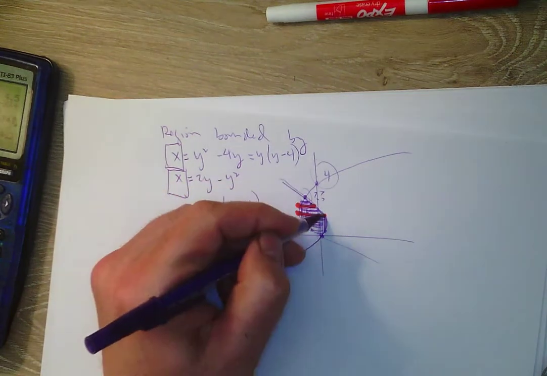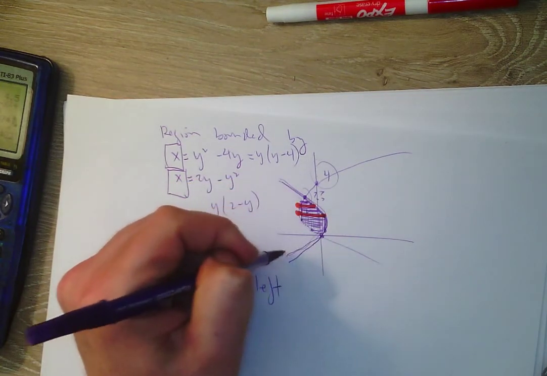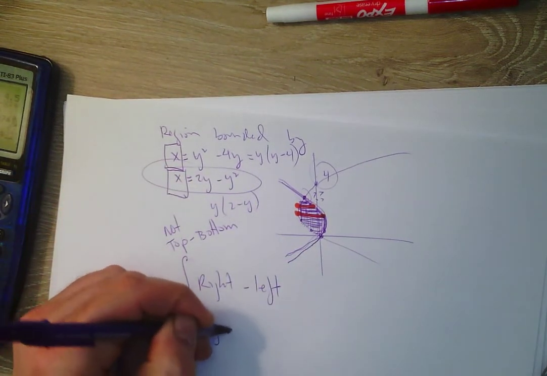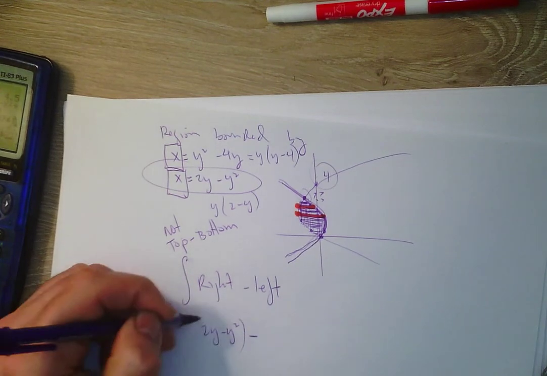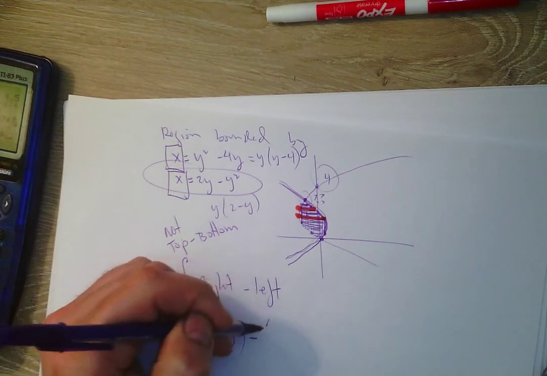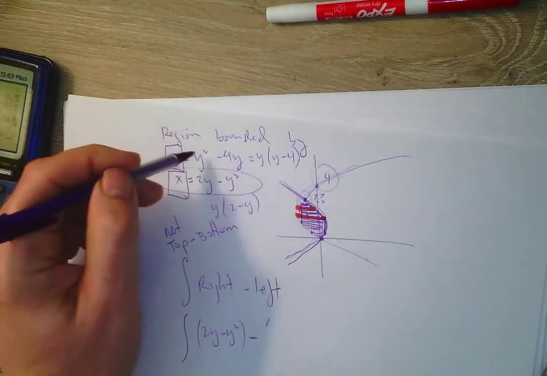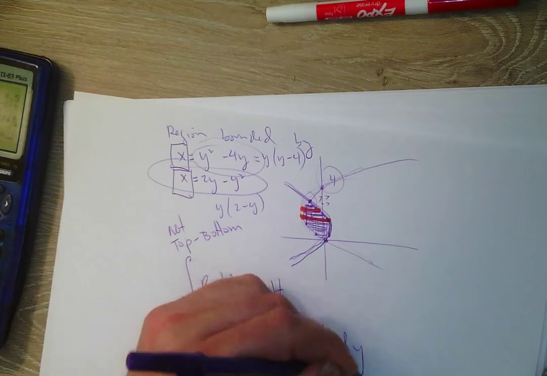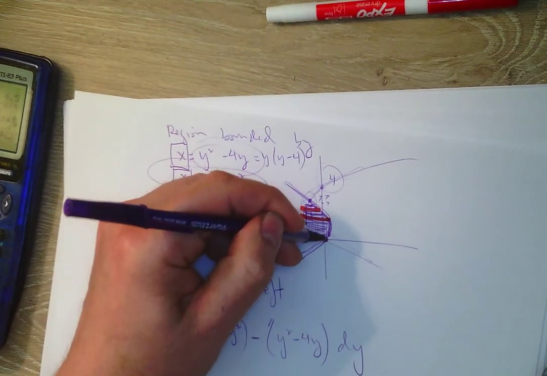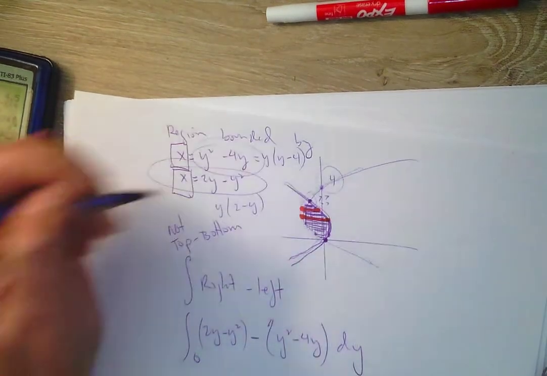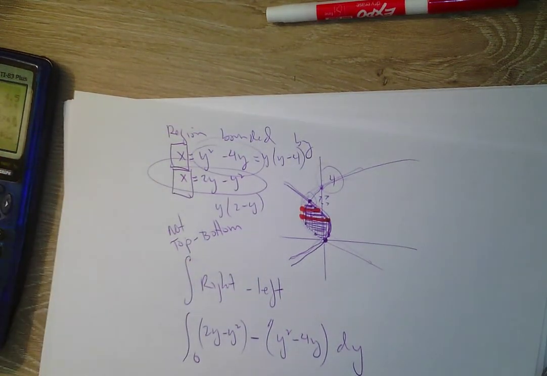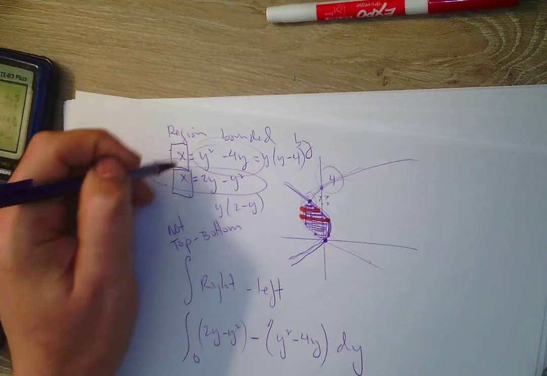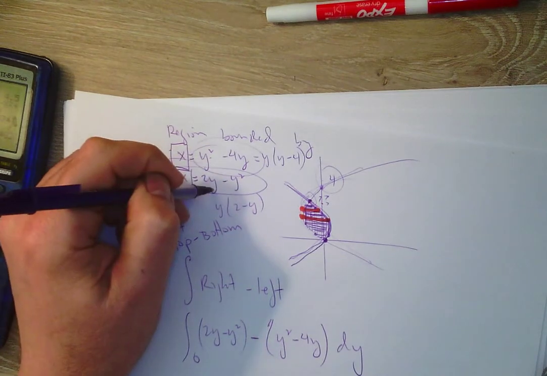The right one is this parabola. That's this one. So I'm going to have 2y minus y squared. And then I'm going to subtract the left one, which is this parabola, or y squared minus 4y. I'm integrating from here, 0, to here. So I need to find that point of intersection. That's where this curve intersects this curve. Well, if this is supposed to be equal to this, I can set these equal to each other.